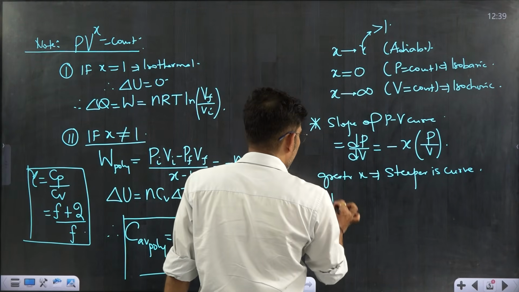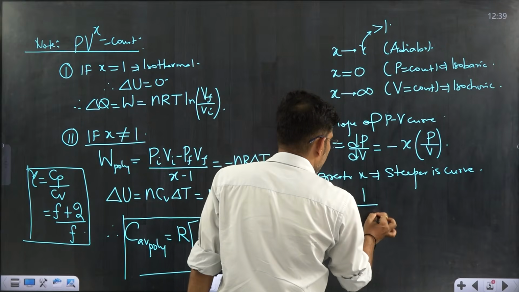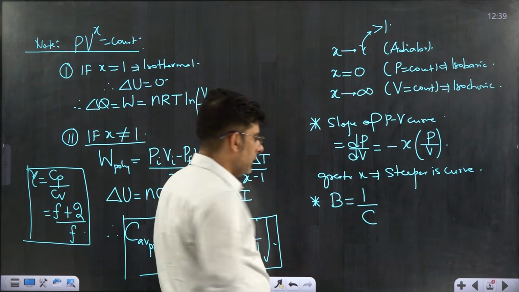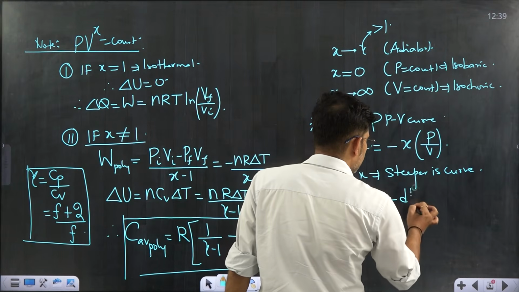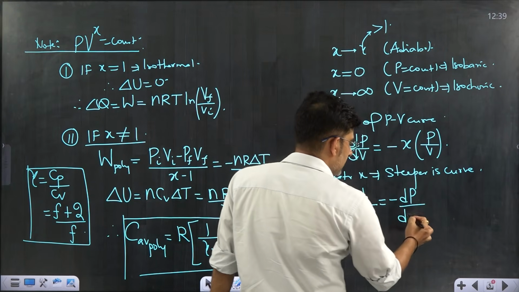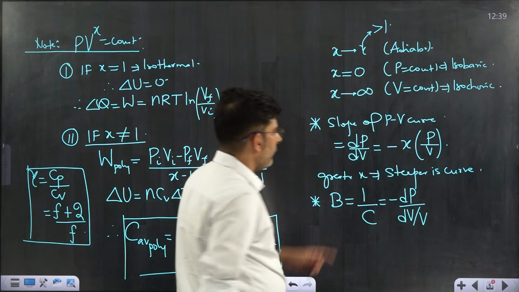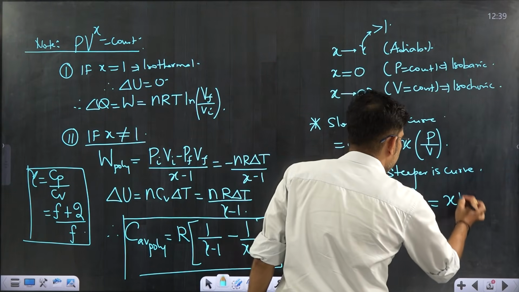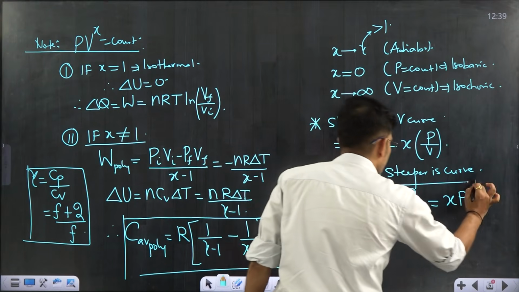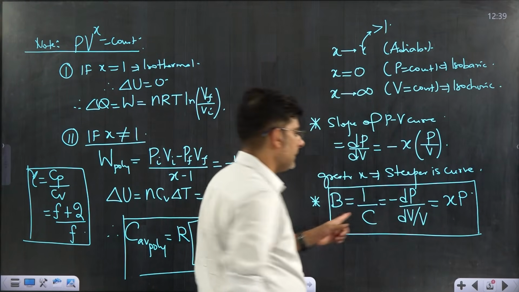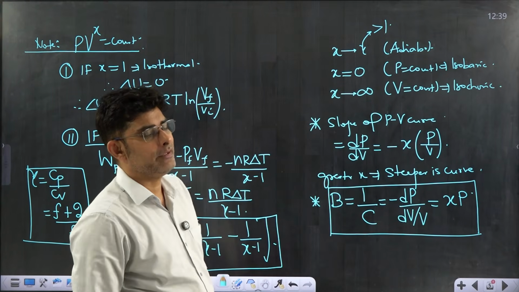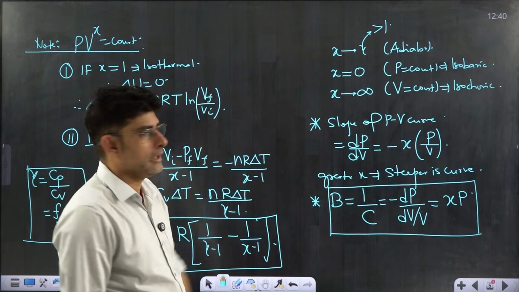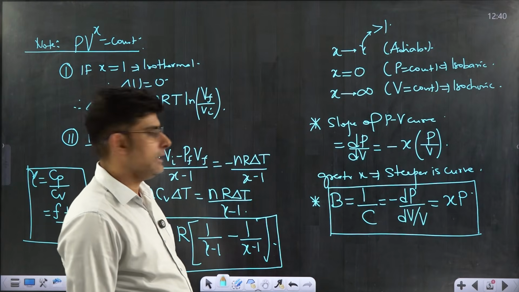Next thing they ask: bulk modulus, or 1 by C. C is called compressibility. Bulk modulus is 1 by compressibility. In the elasticity chapter we study that bulk modulus is defined as minus dP by (dV by V). When you rearrange the terms, you will see this comes as x times P. So the polytropic bulk modulus for an ideal gas is x times the pressure. If pressure is known, just multiply it by the polytropic constant and you will get the bulk modulus. I hope it is clear.